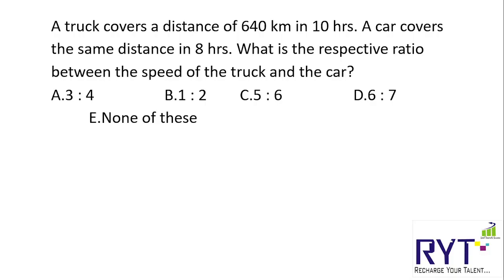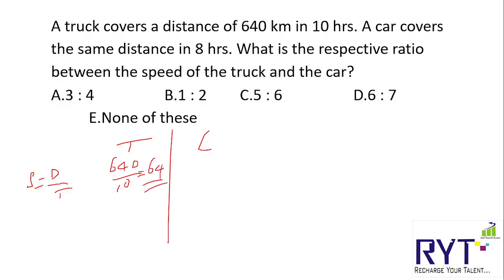A truck covers a certain distance of 640 kilometers in 10 hours. A car covers the same distance in 8 hours. So truck, I'll write it as T. Car, I'll write it as C. What is the respective ratio of the speed? Speed is equal to distance by time. What is the distance for the truck? 640 kilometers, 10 hours. So can we say 64 kilometers per hour speed?